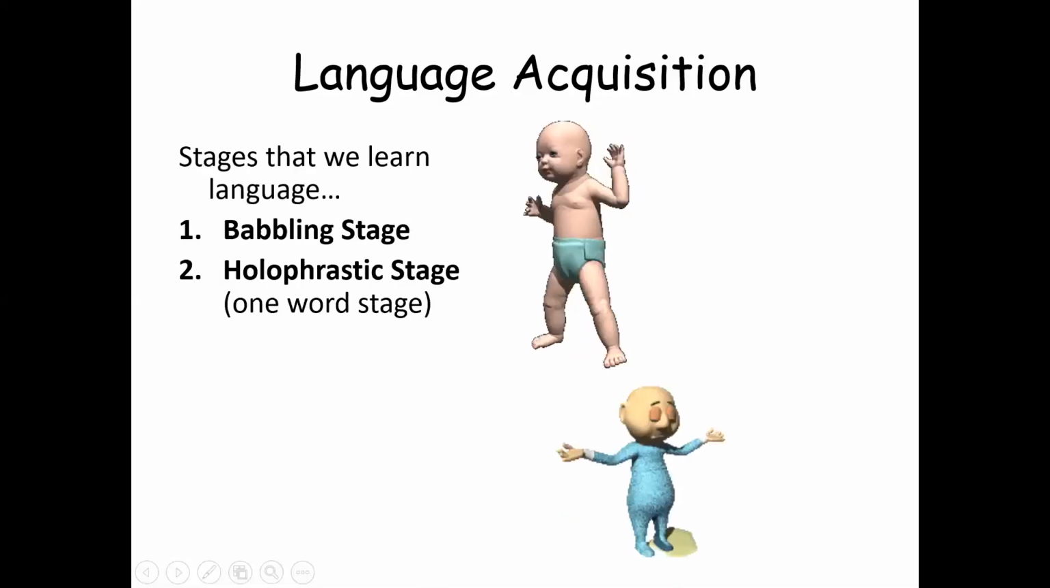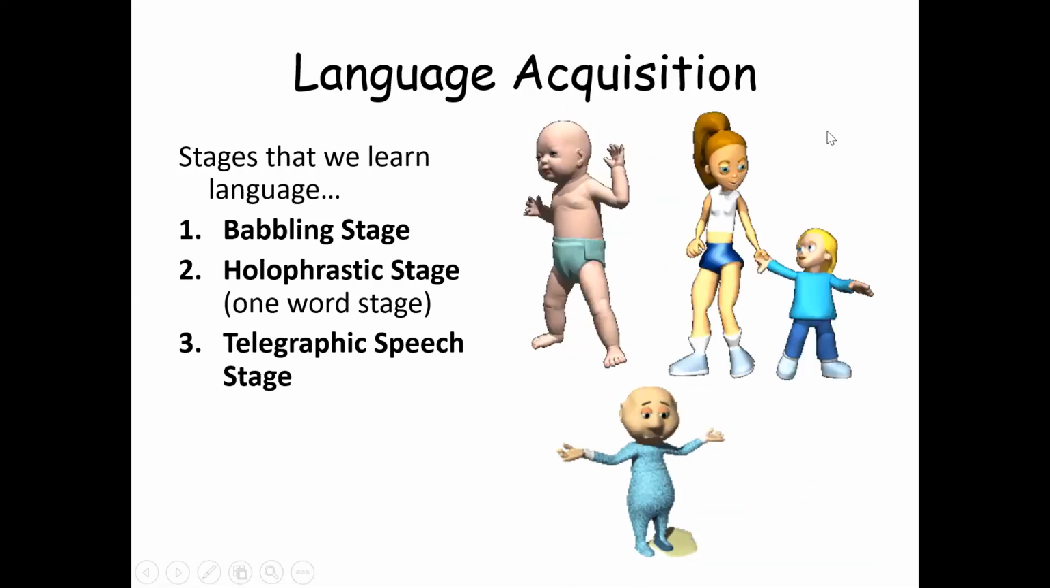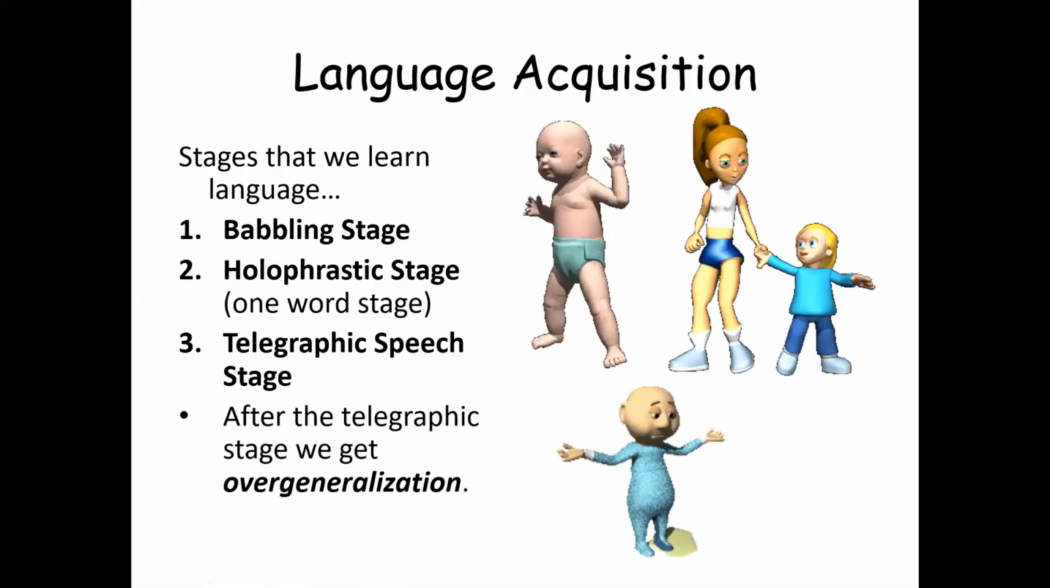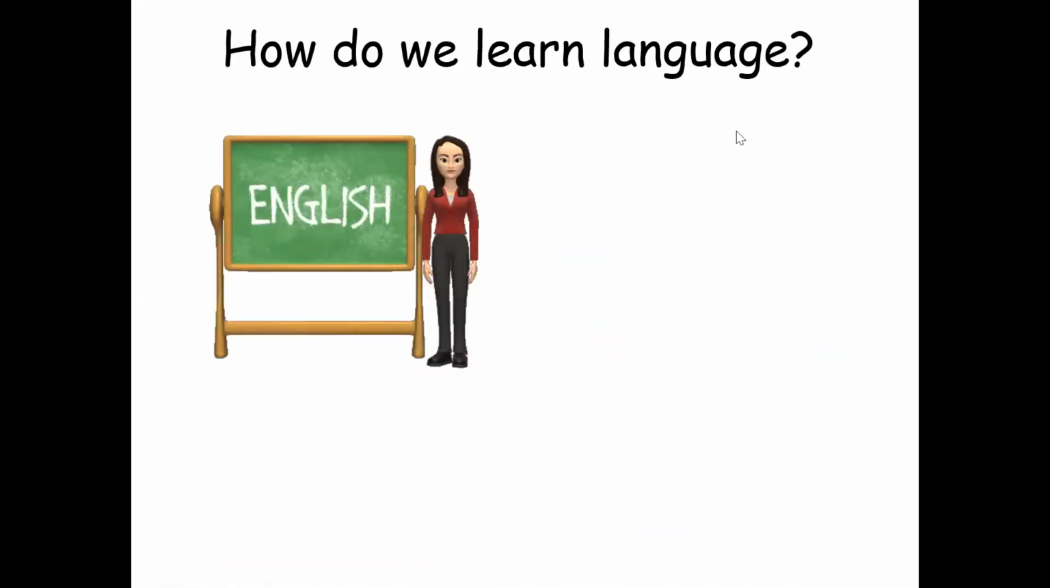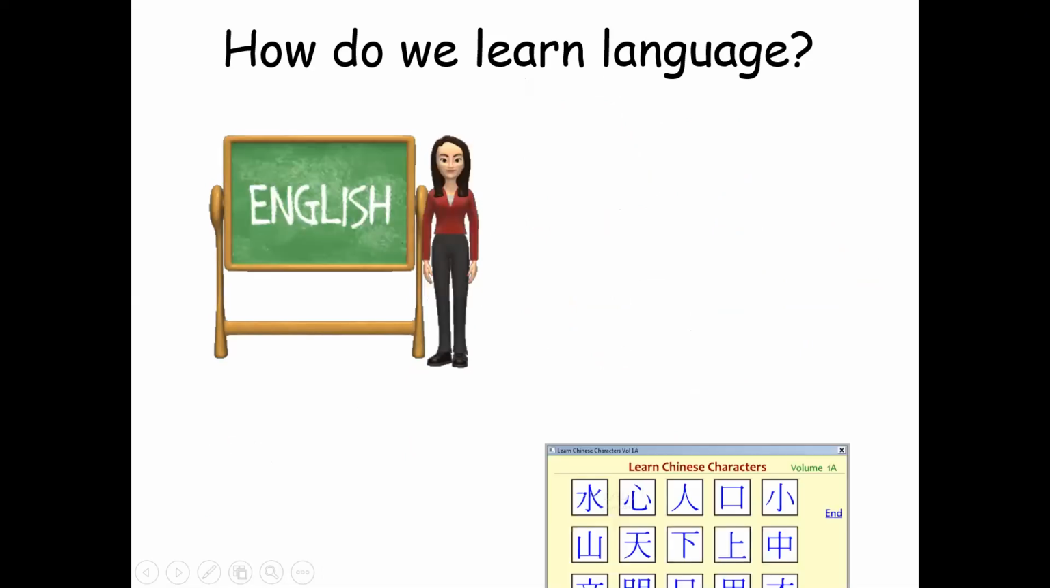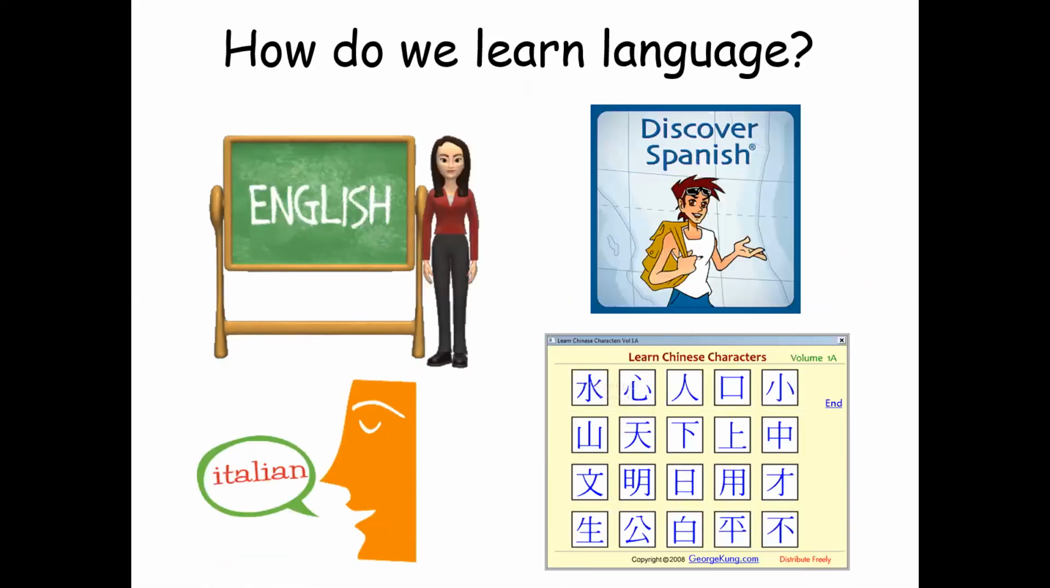So I went over the stuff: babbling, holophrastic, which is just a super fancy phrase for one word, and then the 2-word telegraphic speech. So use the notes that we went over. Those are probably better worded than this little layout. Now the question is, how do we learn language? Which we'll talk about in a sec.